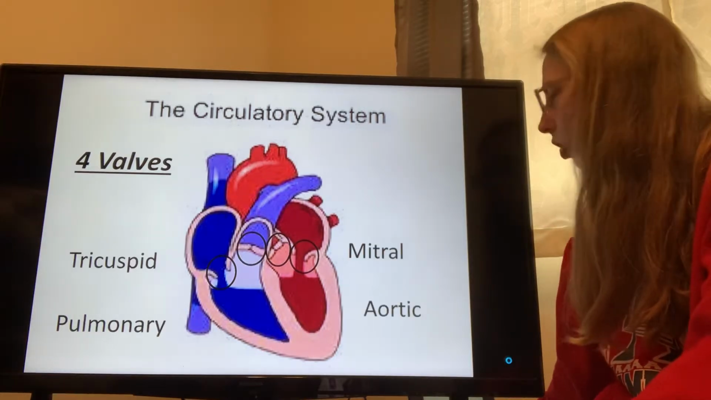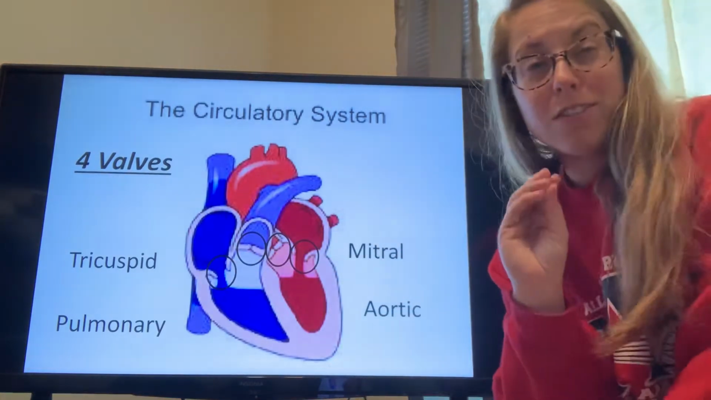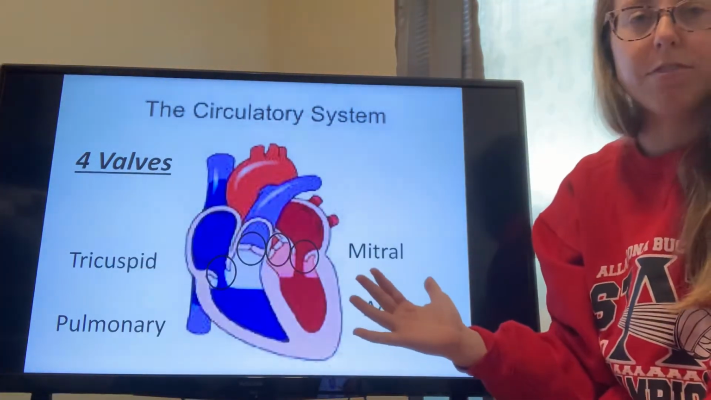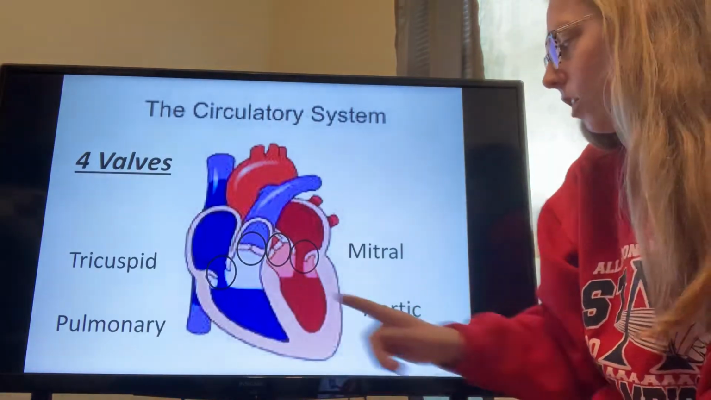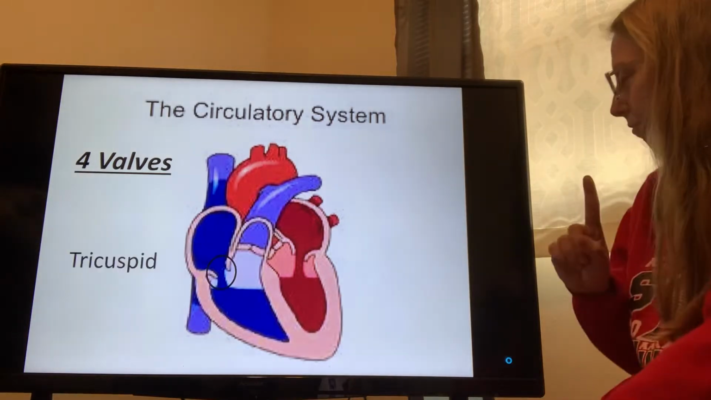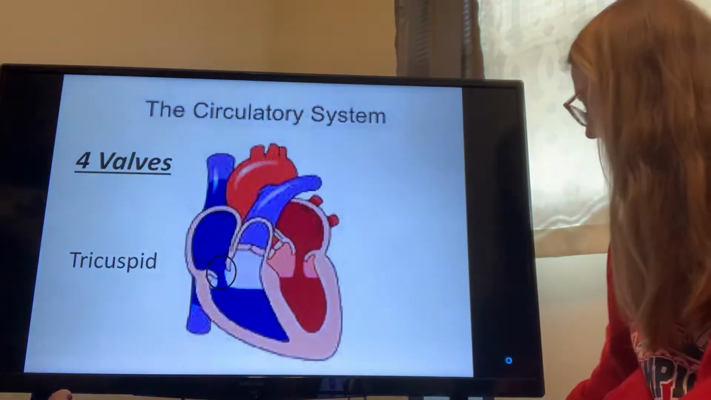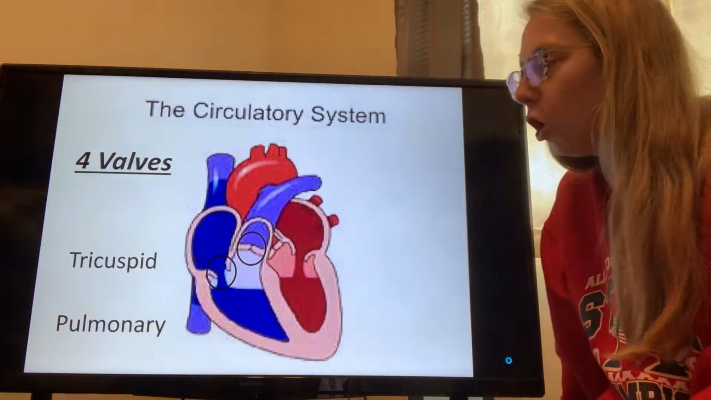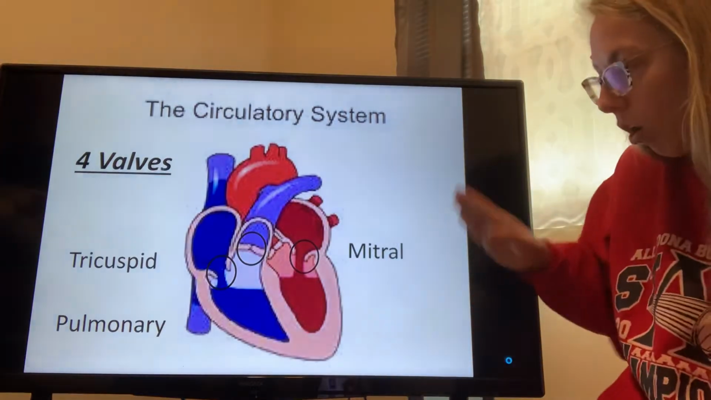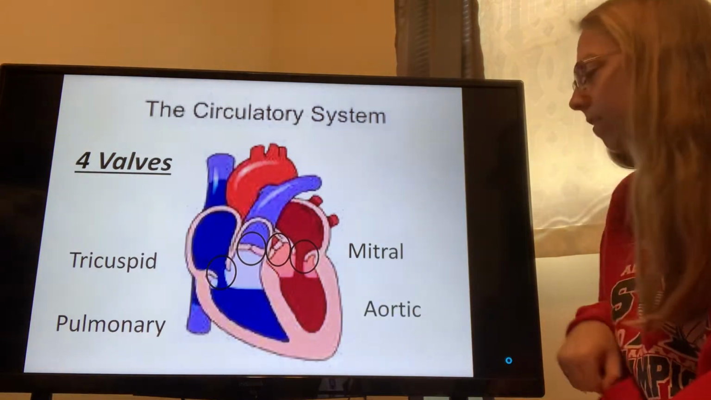On your heart diagram, you're going to notice that they all look very similar, but they're all named something different. So from right to left, the first one from the right side to the left side is called the tricuspid valve. Okay. The next one is our pulmonary valve. Then we are going to come all the way over to this left side, and that's the mitral valve. And then the aortic valve.